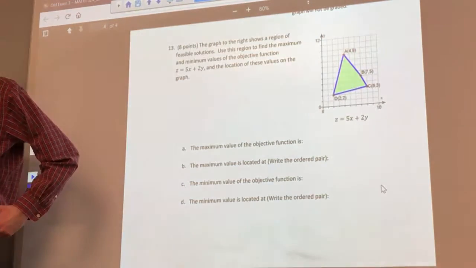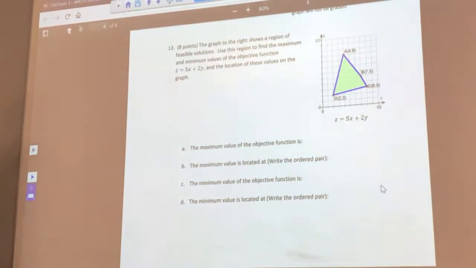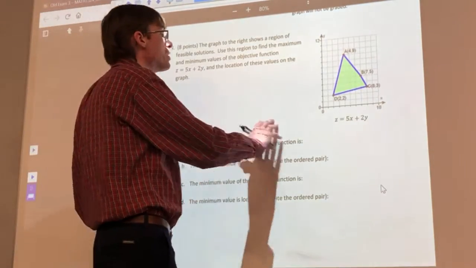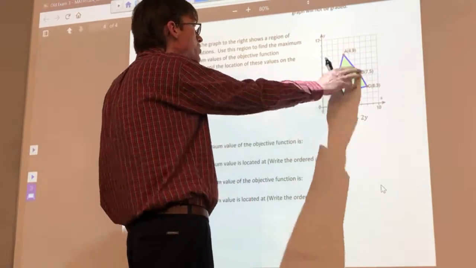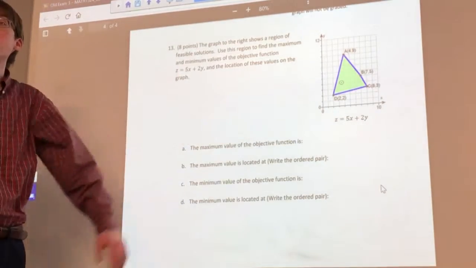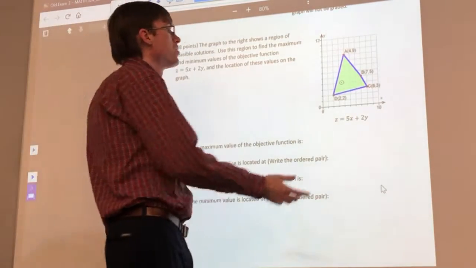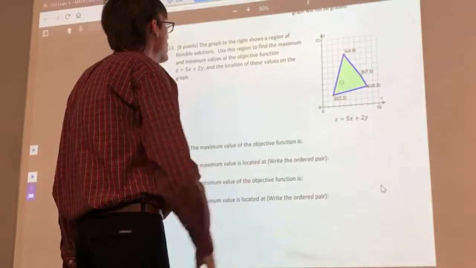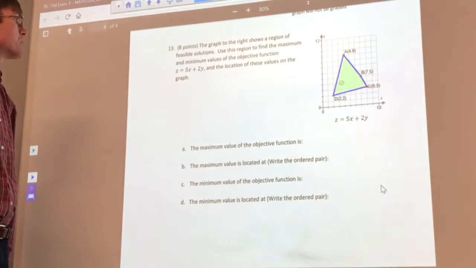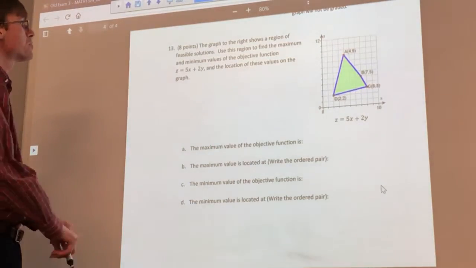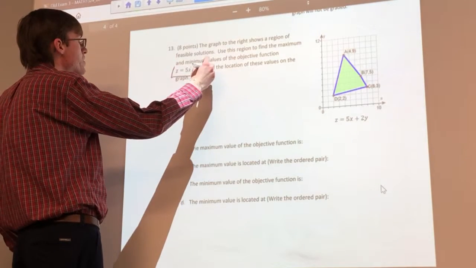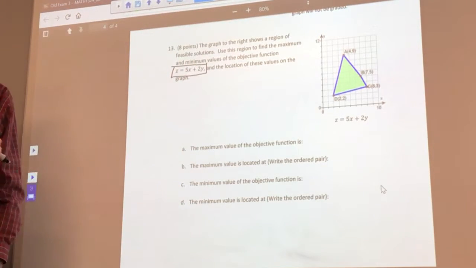This is related to the lesson that we talked about on Tuesday. We're given the graph of our feasible solutions. So they did this part for us already. The region is shaded in. We want to find the maximum and minimum values of our objective function. And our objective function was that.